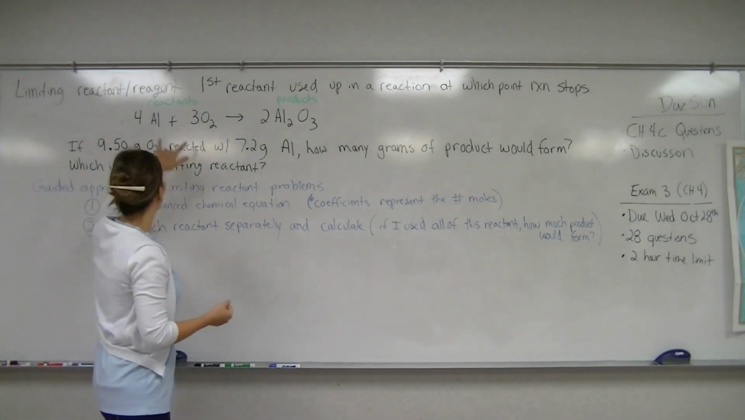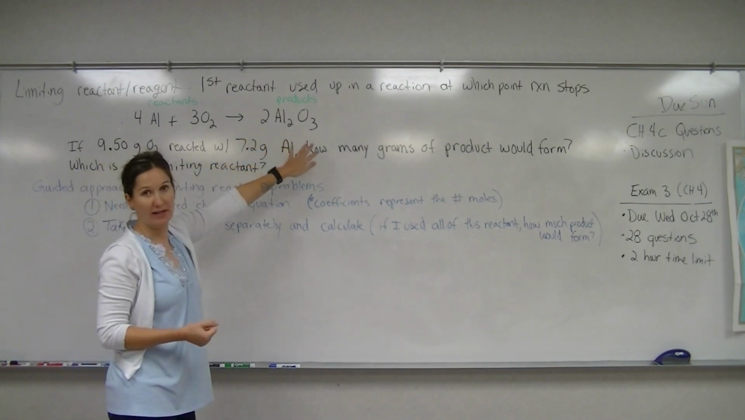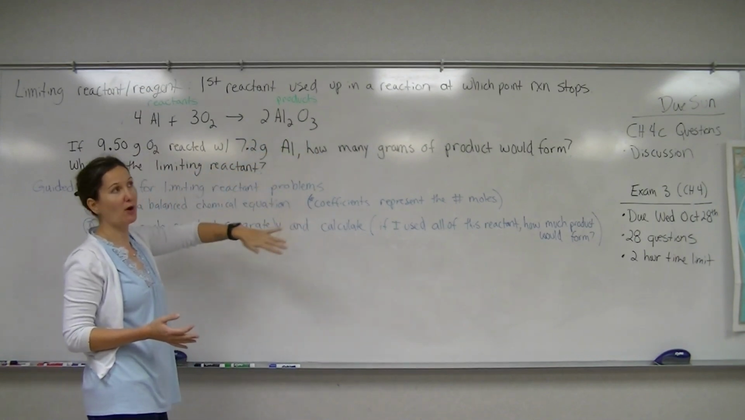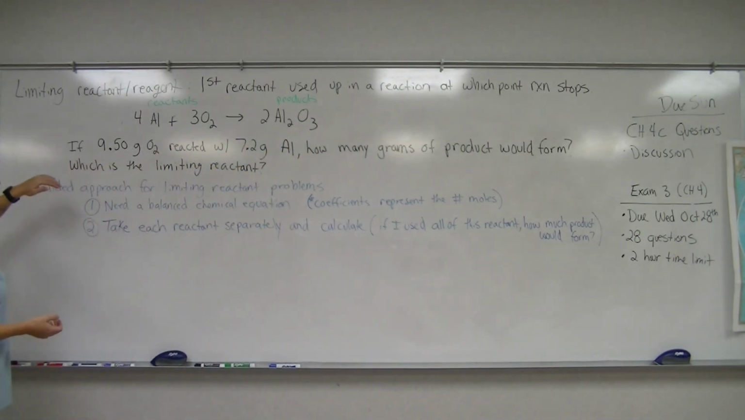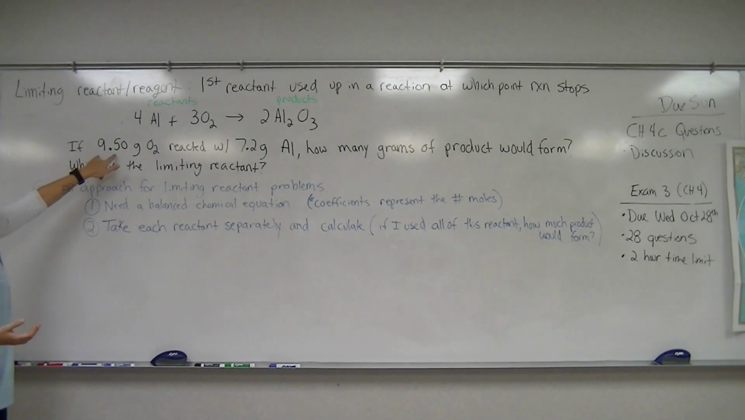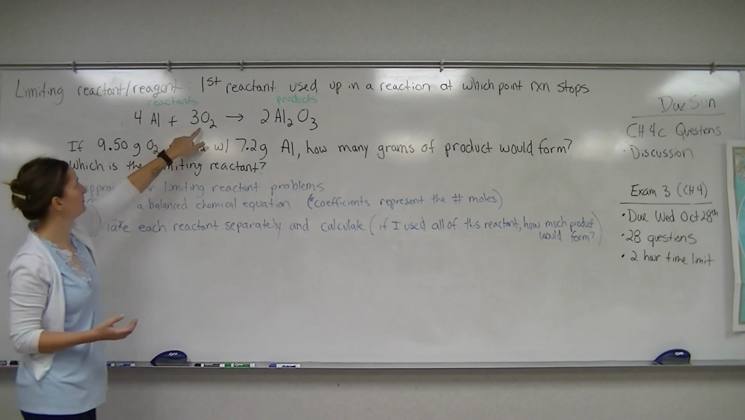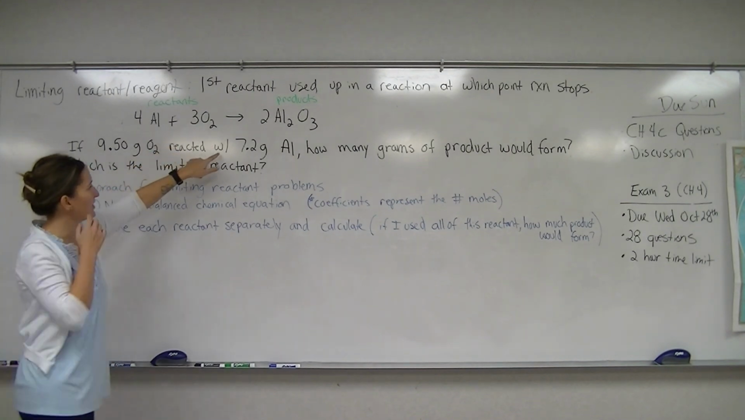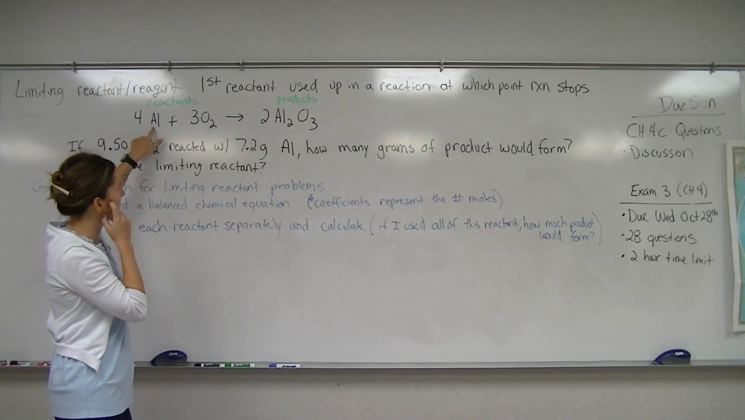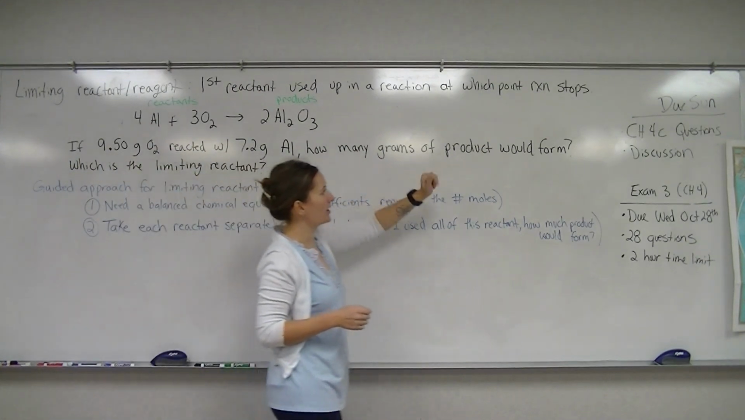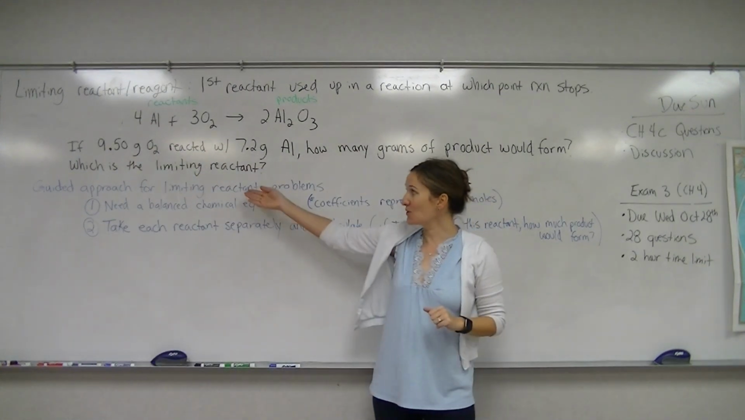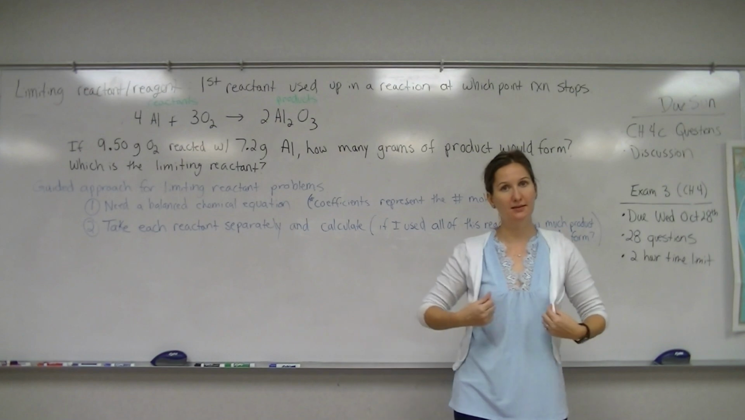So how would this look in question form? Well, first off, you would be given a balanced chemical equation, just like with our stoichiometry problems from the last video. The question might ask something like this: if 9.5 grams of oxygen, right here, reacted with 7.2 grams of aluminum, how many grams of product would form? It goes on to ask, which is the limiting reactant?